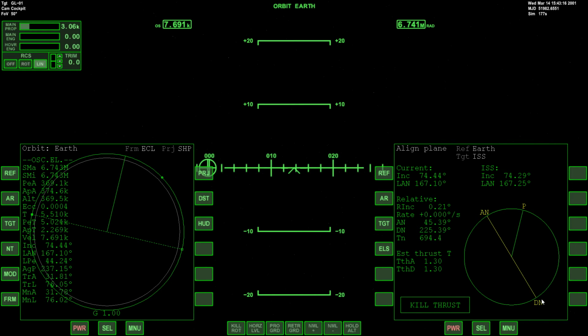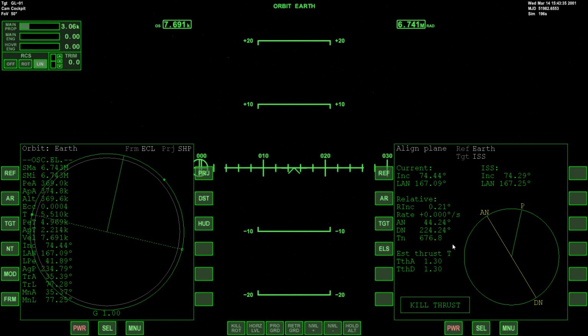And if you look at the descending node, the angle is 225 degrees because, of course, between the ascending and the descending node, that would be 180 degrees. And then between there and there, that makes 224 degrees. So that's what that number is telling you.